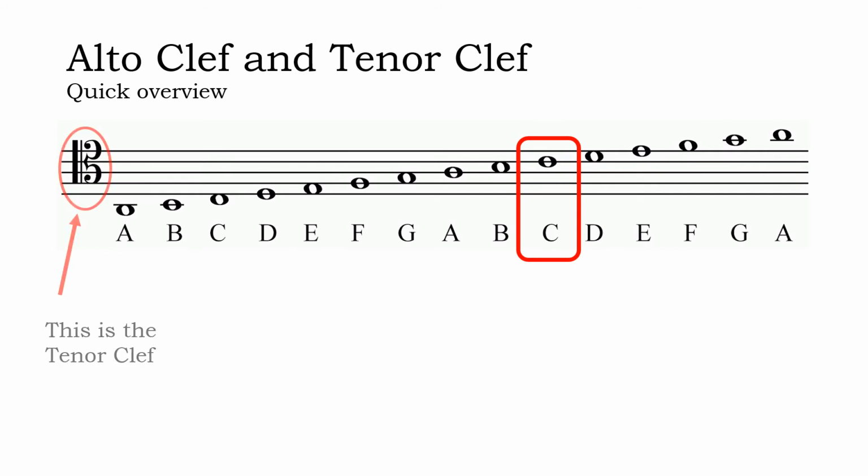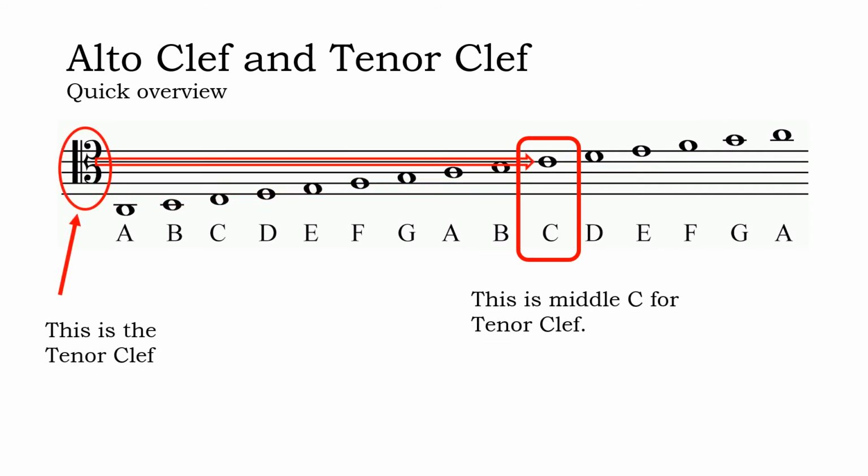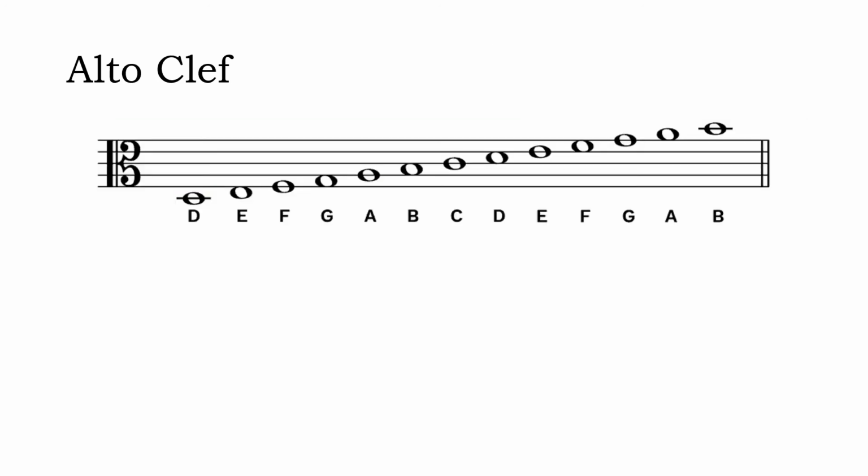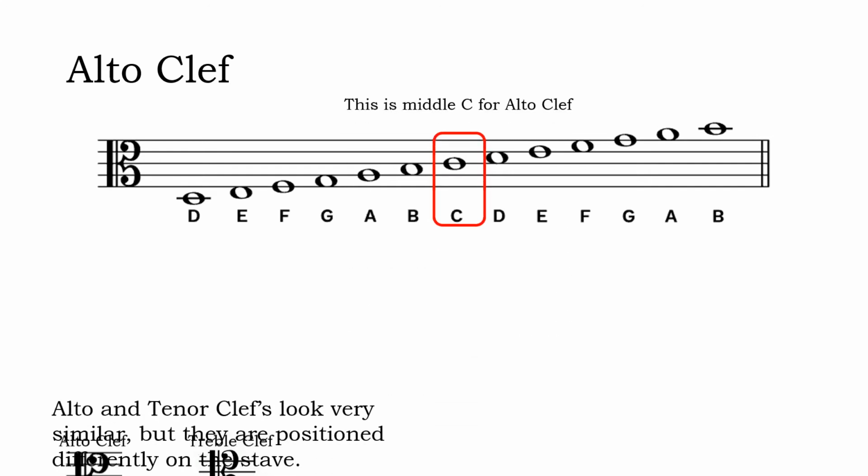So here is where middle C is found on the tenor clef. As you can see, middle C is found where the tenor clef sign dips. For the alto clef, middle C can be found on the middle line of the stave.